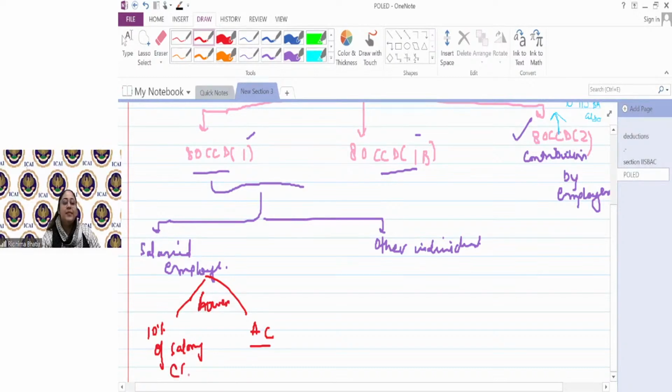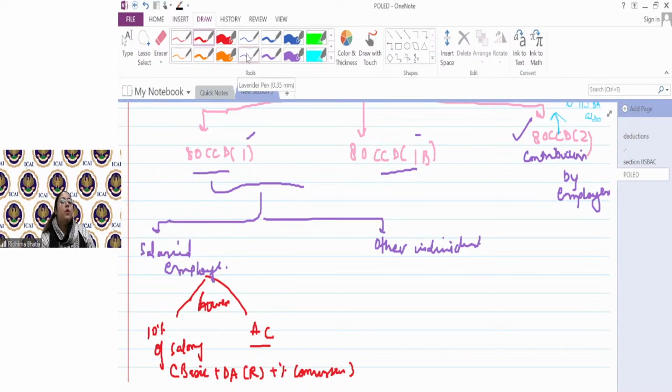Salary here would be what? Same. Basic plus DA in terms of employment, that is of retirement benefits, plus percentage-based commission. Or actual contribution, whichever is lower. And this 10% becomes 14% if I talk about an employee who's a central government or state government employee. If an employee is a private sector employee, it is 10%. If an employee is a government employee, it is 14% of salary or actual contribution, whichever is lower.